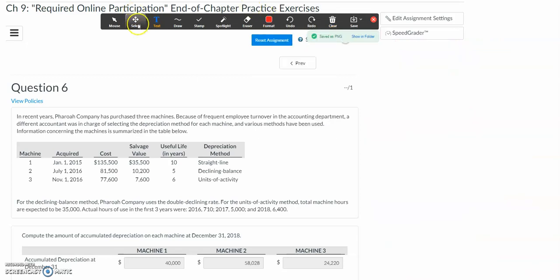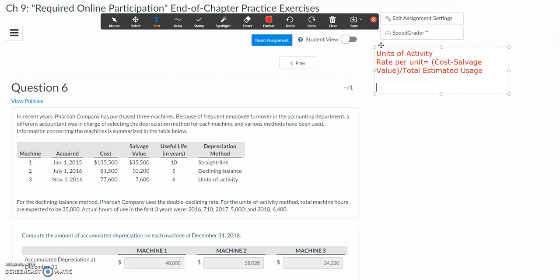All right. The last method we're going to be talking about is the units of activity. And this is based on actual usage. So we need to come up with our rate per unit. So our rate per unit, we're going to take the cost minus the salvage value. And remember, this is referred to as the depreciable cost. And we're going to divide that by our total estimated usage over the life of the fixed asset.